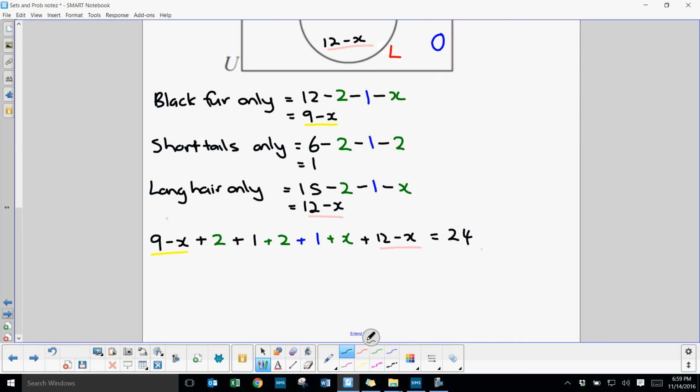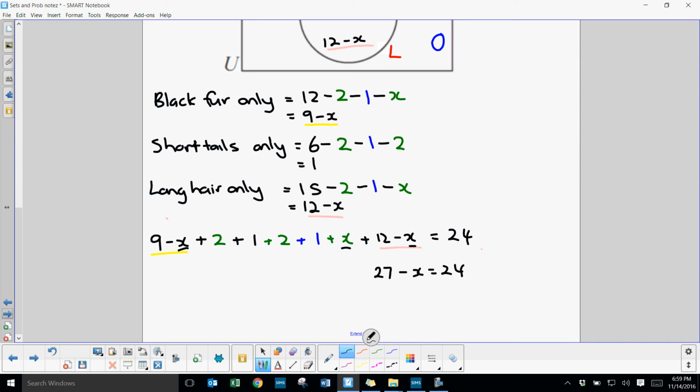Hopefully we've got space to do this. If you don't, again, just write it up the side. When you add all the numbers together, 9 plus 2 plus 1 is 12, plus 2 plus 1 is 13, plus 12, sorry, actually, I think I've added that up wrong. 9 plus 1 plus 2 is 12, 12 plus 2 plus 1 is 15, and 15 plus 12 is 27. Now carefully add your x's. Negative x plus x cancels out, and then you've still got the minus x here. So minus x equals 24.